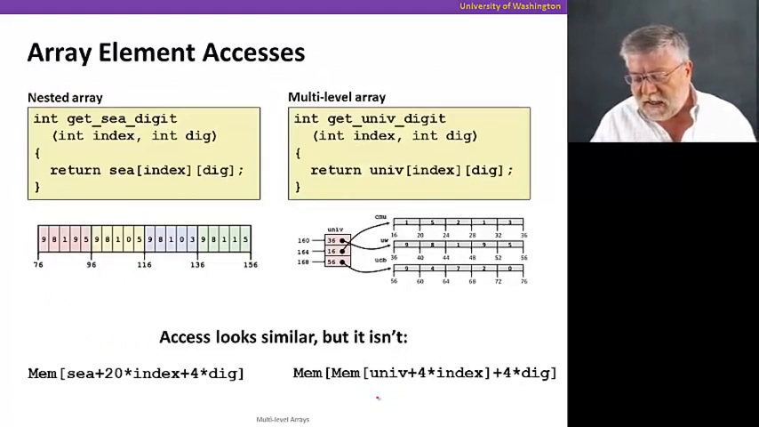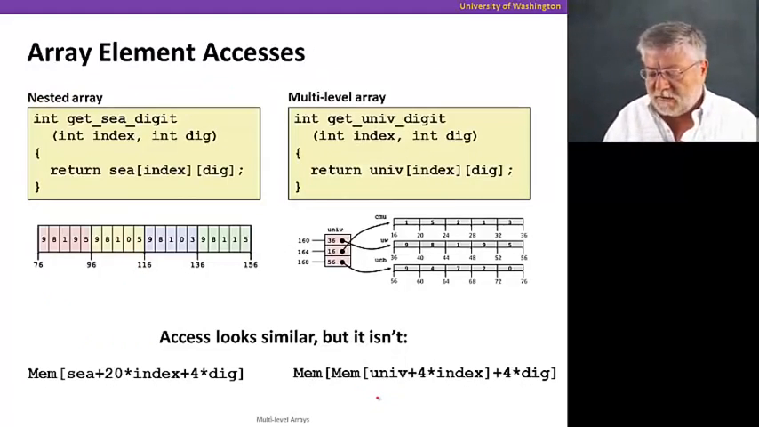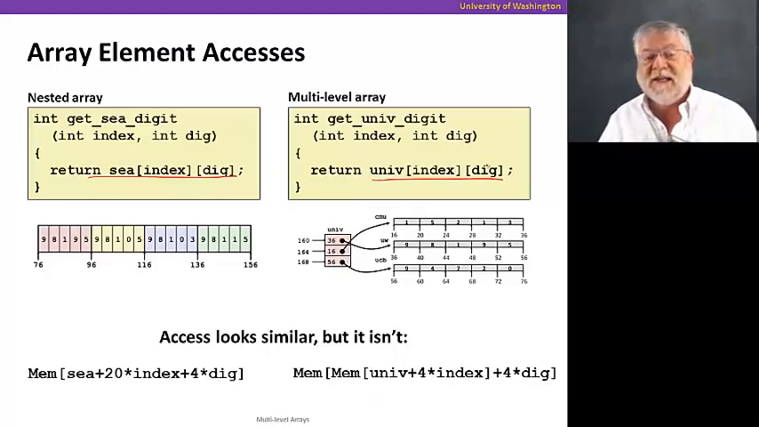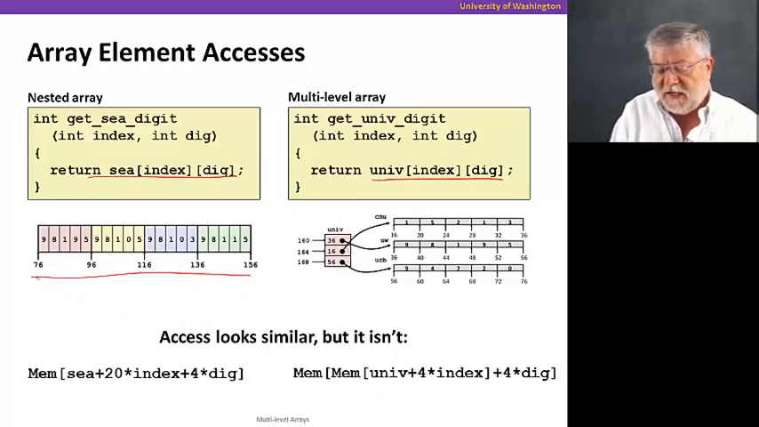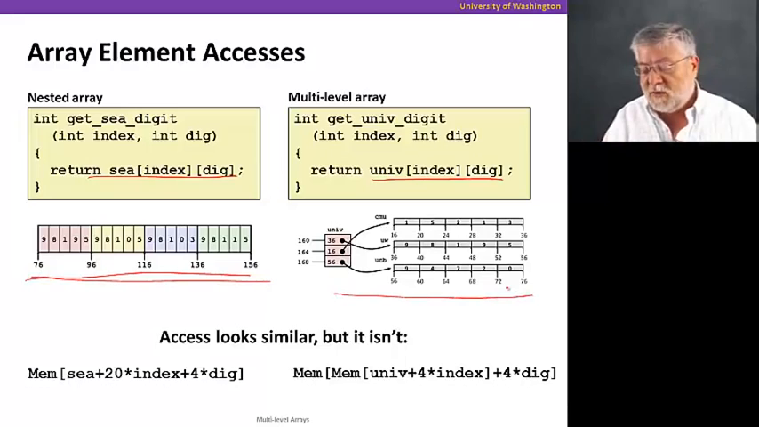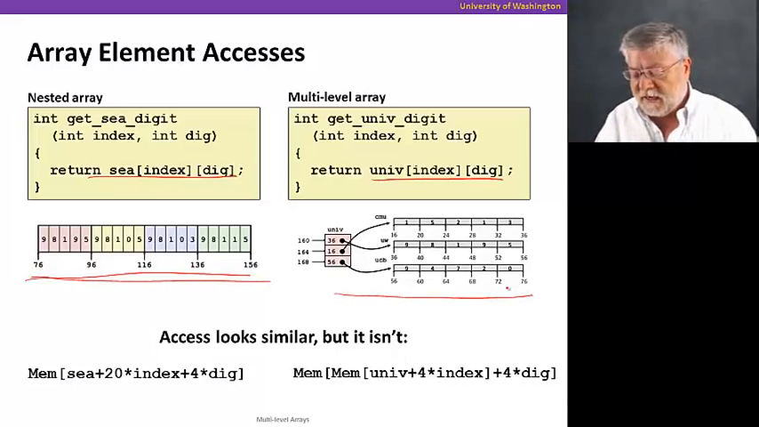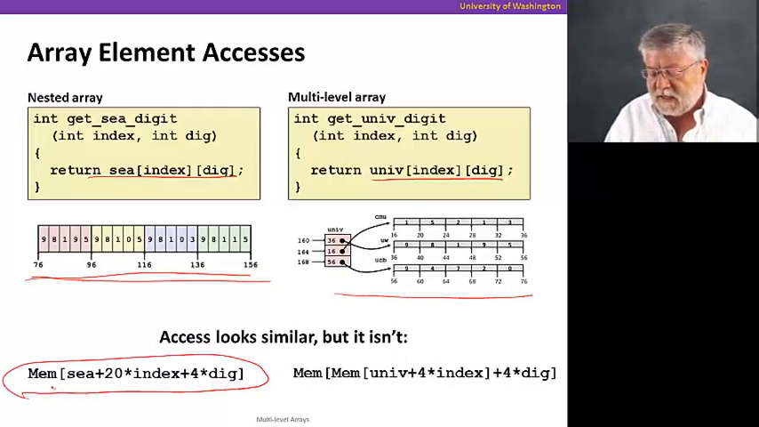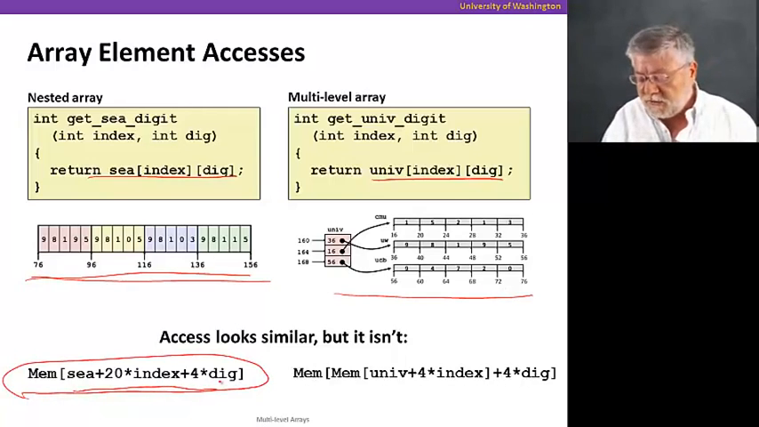Okay, so the access does look similar in the C code. In fact, they look identical. But in reality, because of the different structure, here a contiguous arrangement in row major order, and here first a level of pointers that get us to the start of the row, and then a one-dimensional array. This requires only one memory access. We can compute the entire address in one expression.